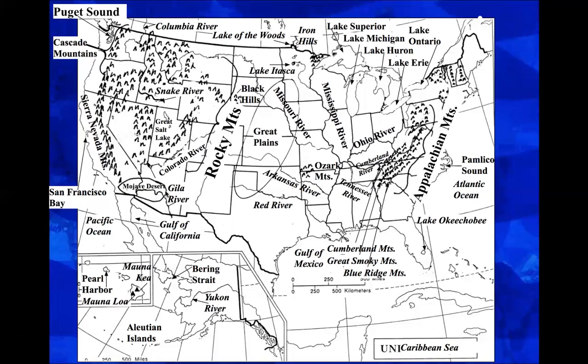The Mojave Desert is this desert area right here. I kind of have it in a circle. This flat area in between the mountains here is known as the Great Basin. The Grand Canyon is right there. It's carved out by the Colorado River.